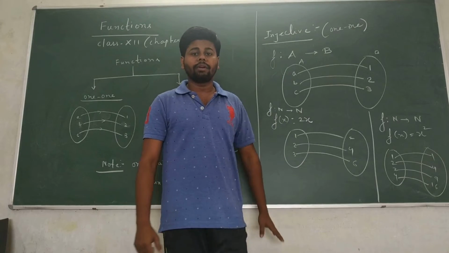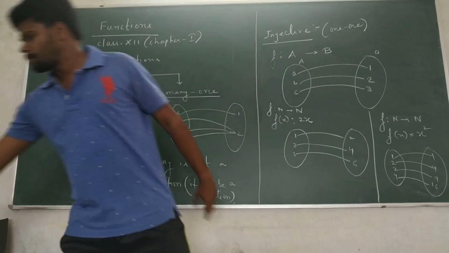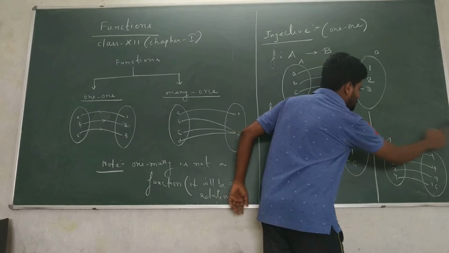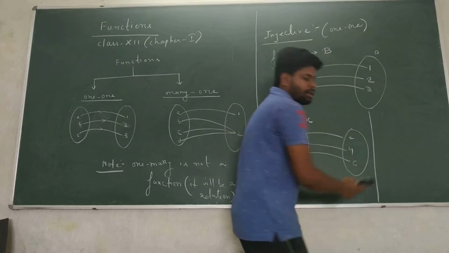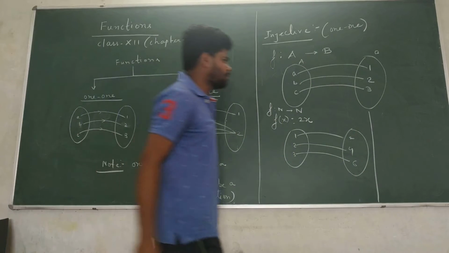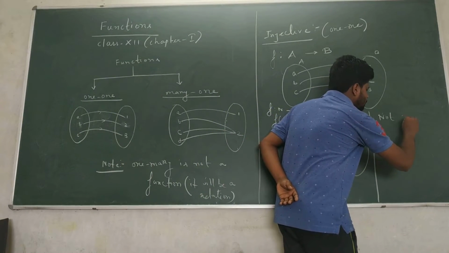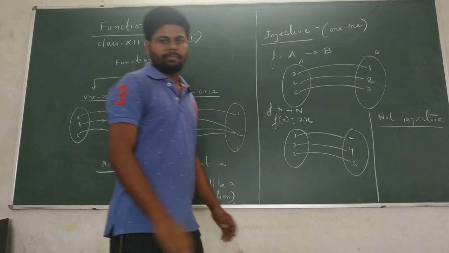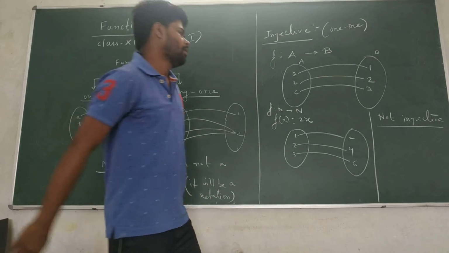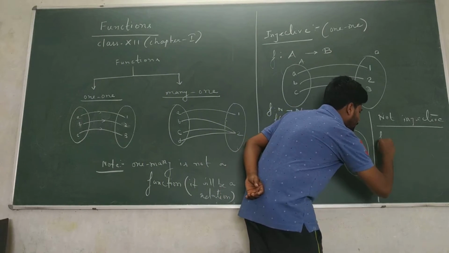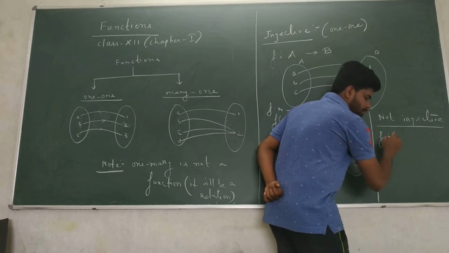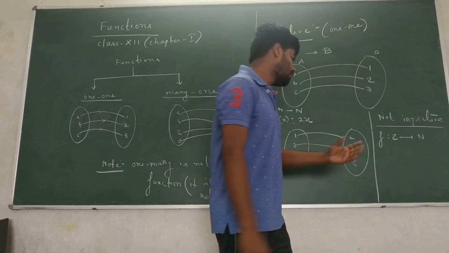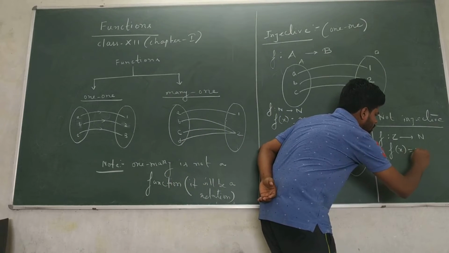Now let us take one example which is not 1-1. Let us see one function which is not injective. I am going to give an example of a function which is not injective, which means it is not 1-1. So let us see one example. I am taking f from Z, the set of integers, to natural numbers, and the function is defined by f(x) equal to x square.